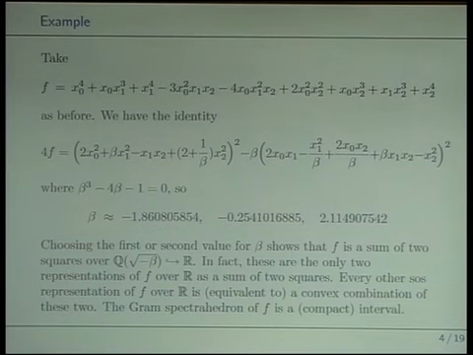What people call the Gram spectrahedron of a sum of squares is the convex compact set of positive semi-definite Gram matrices or Gram tensors. In this case, the Gram spectrahedron of f is a compact interval with two endpoints. The two endpoints correspond to the two ways of writing f as a sum of two squares, and all the points in between are the convex combinations. So they are sums of four squares, not three. Sums of four squares. So this is the situation over the reals.